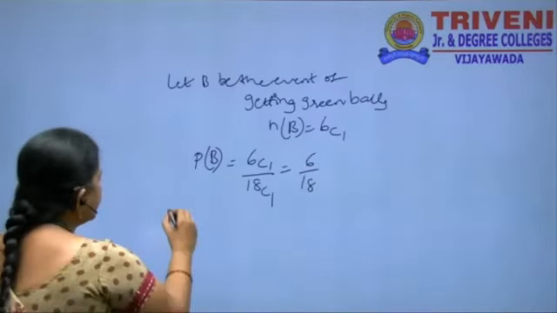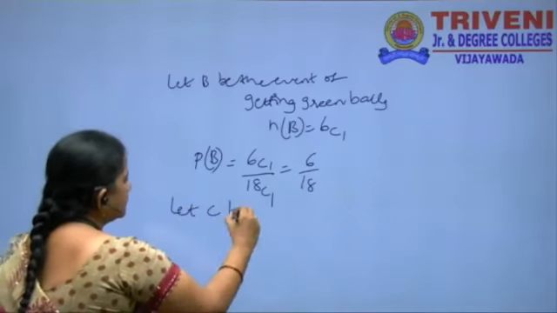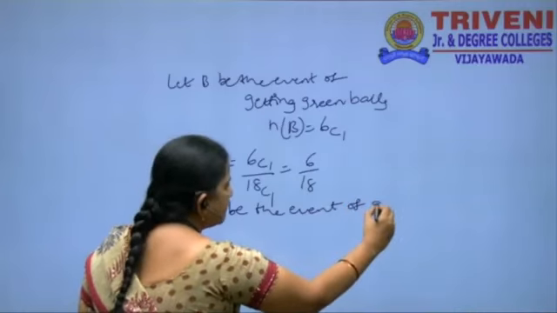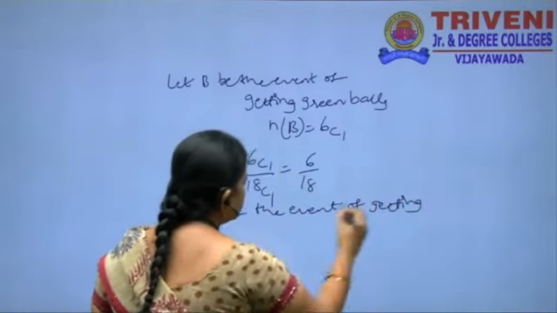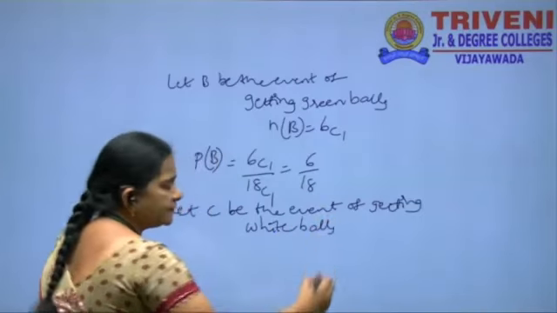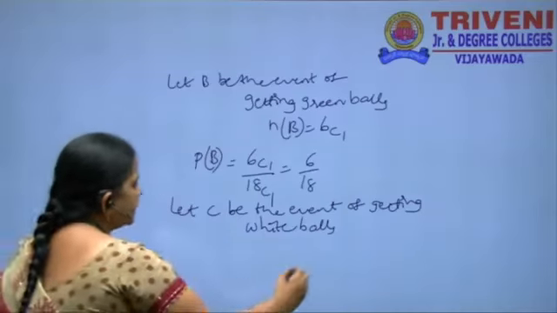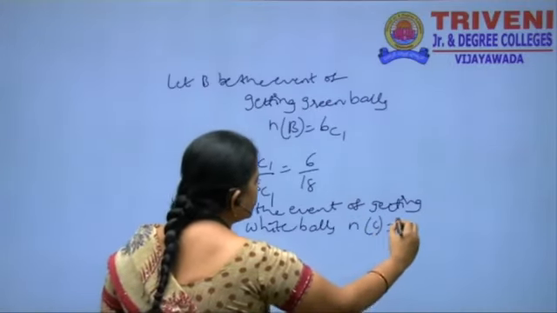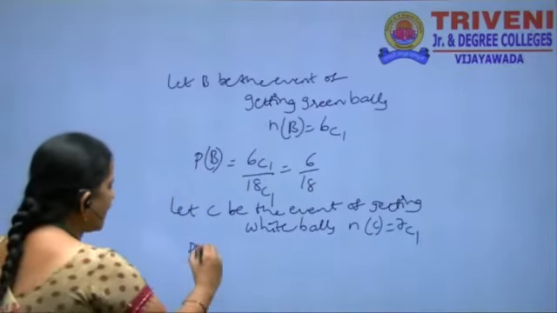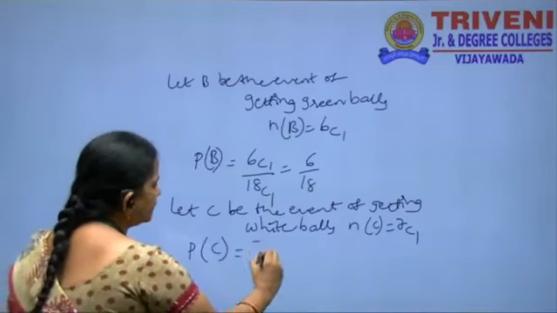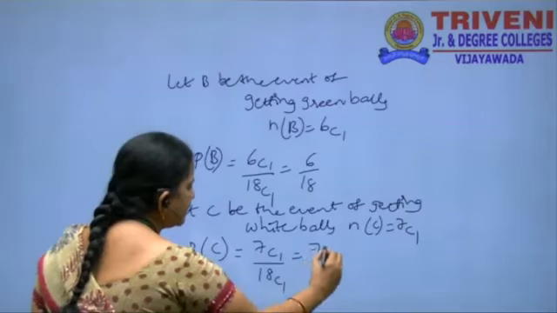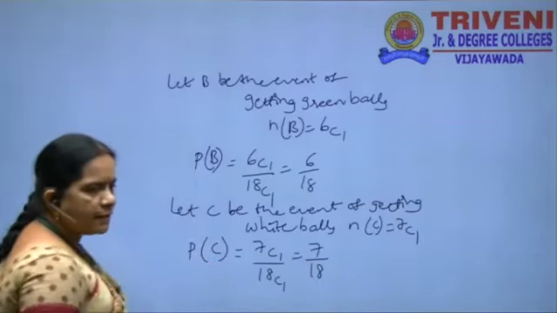And let C be the event of getting a white ball. How many white balls are there? 7 white balls. Then N of C is equal to 7C1. Therefore, the probability of getting a white ball, P of C, is equal to 7C1 by 18C1. 7C1 is nothing but 7, and 18C1 is nothing but 18.